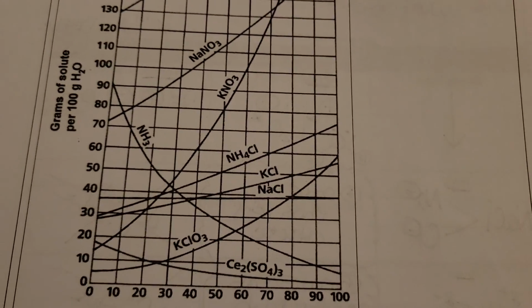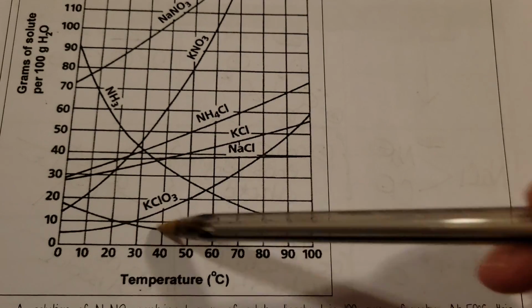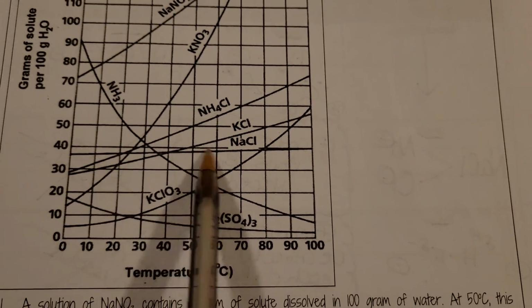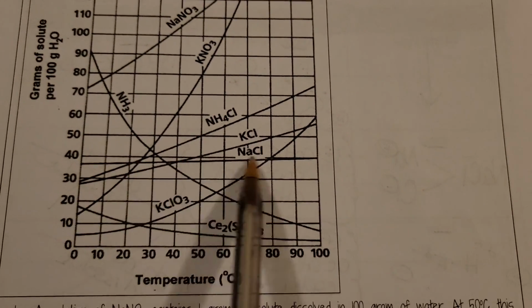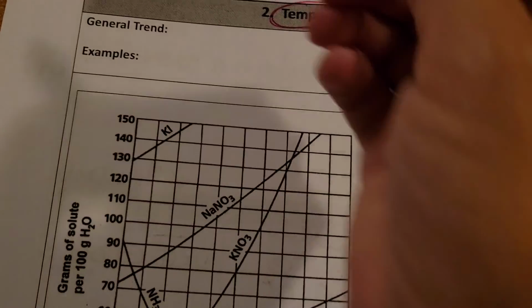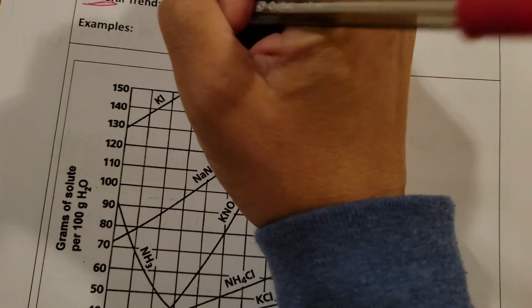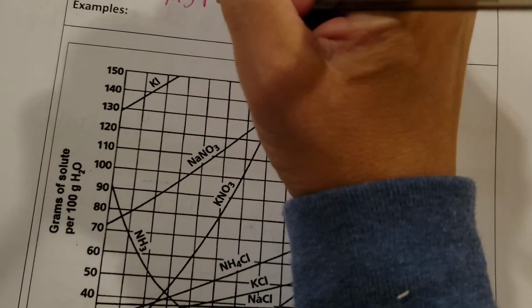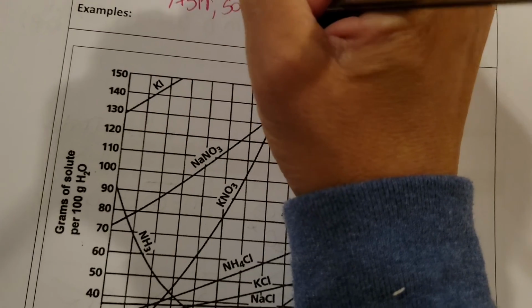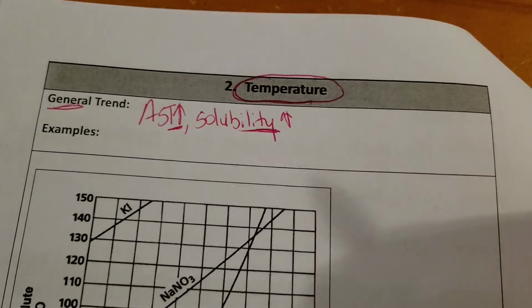That's because ammonia is a gas. Some of them are very, very soluble, and some of them are not so soluble. And then something like salt, NaCl, it doesn't make a huge difference what the temperature is. But overall, the general trend from looking at the graph we can see is that as temperature increases, solubility increases. So as temperature increases, solubility increases.